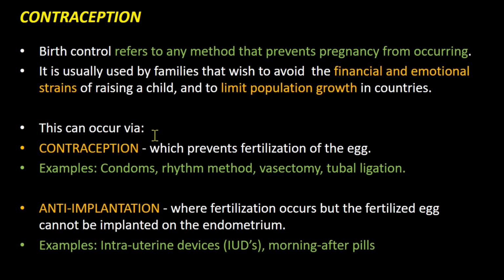This can occur in two ways. Contraception is the prevention of fertilization of the egg, and examples of these types of methods would be condoms, the rhythm method, vasectomies, and tubal ligations. There are also anti-implantation methods, where fertilization of the egg occurs, but the fertilized egg cannot be implanted on the endometrium. Examples of this would be IUDs, or intrauterine devices, or morning after pills. Let's go into how these work.